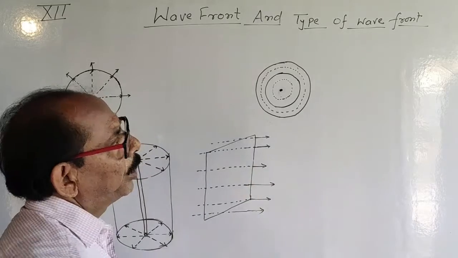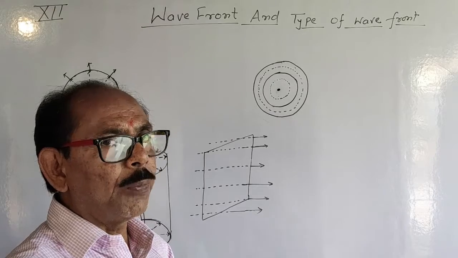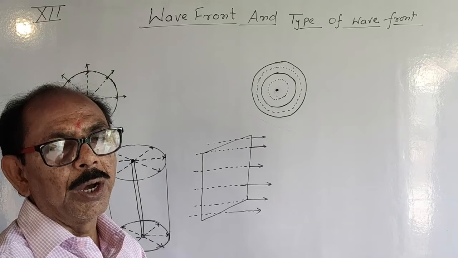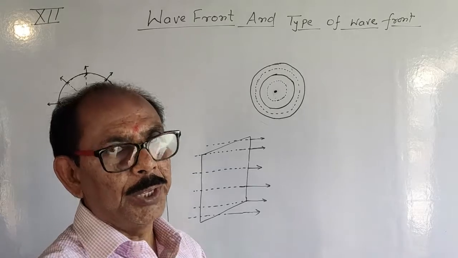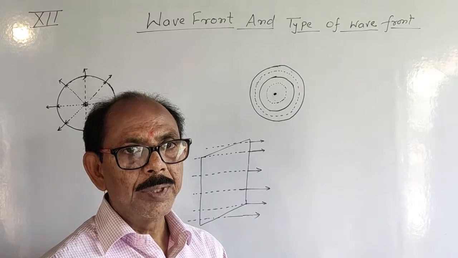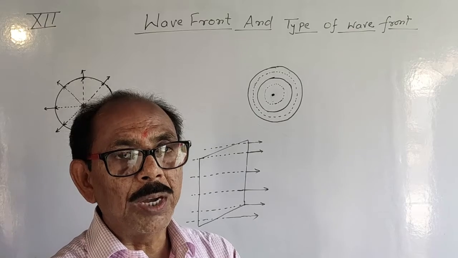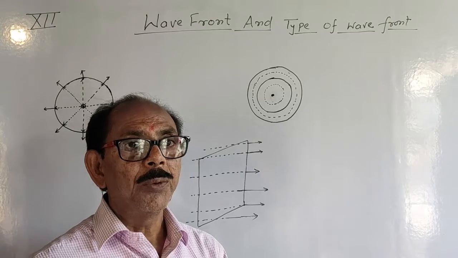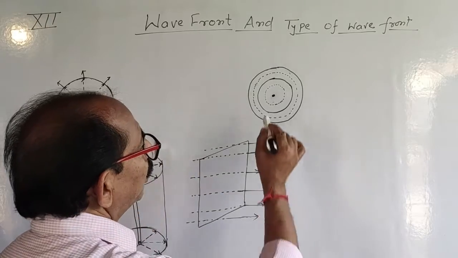How can we define the wavefront? A wavefront is defined as the locus of all points lying on the surface of a sphere or the medium which are oscillating in the same phase. The wavefront is defined by the locus of all the points of the particles lying on the surface of the medium which are oscillating in the same phase. You can see here.